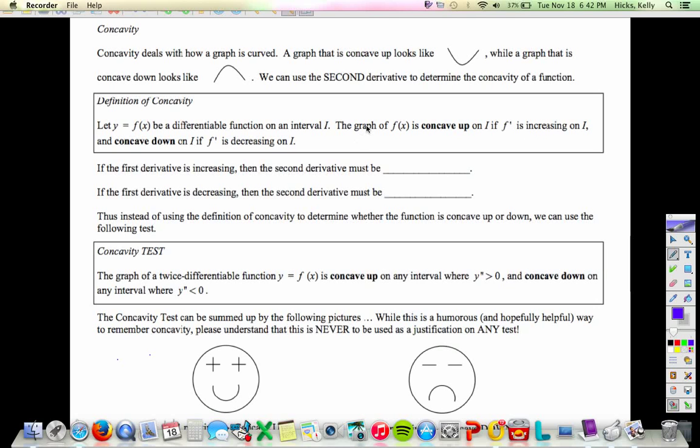Okay, we're back. We're going to talk about concavity now. Concavity is something you were asking about in class because you saw it on a worksheet, I guess, or maybe that AP free response question. So let's talk about it. Concavity deals with how a graph is curved.